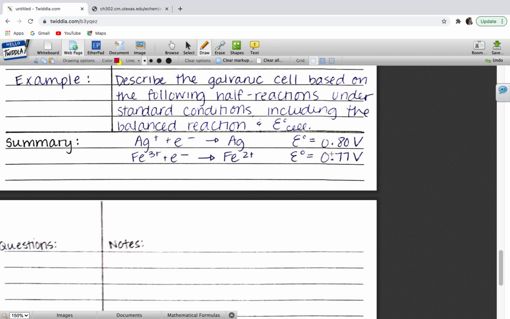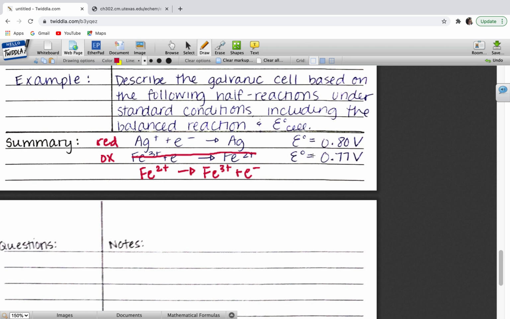But if I compare them, I have positive 0.80, positive 0.77. Which one's the greater, more positive number? Well, it's this one. So this one's going to stay my reduction equation. And the one that had the less positive value, that one's going to get flipped around. We're going to end up turning that backwards. It's going to be Fe2+ becoming Fe3+ and an electron.